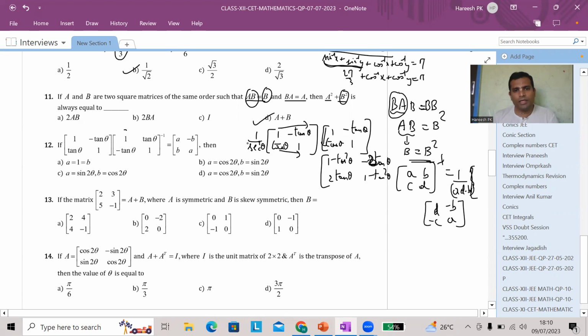Now, secant square I can write as 1 plus tan square. If I divide each of them by 1 plus tan square theta, the first term, 1 minus tan square by 1 plus tan square, that's cos 2 theta. So A is cos 2 theta. And 2 tan theta by 1 plus tan square is sin 2 theta. So A is cos 2 theta, B is sin 2 theta. So that is the right answer. So any of these options, right? It's correct.